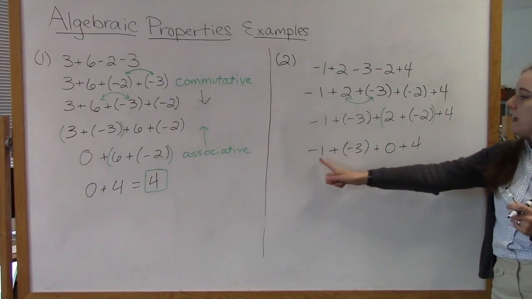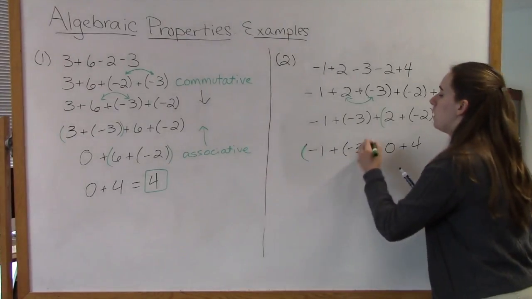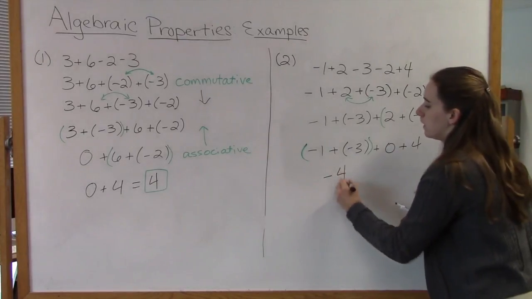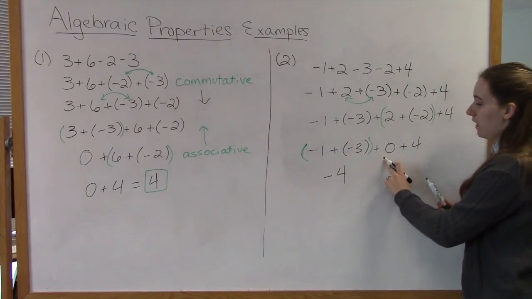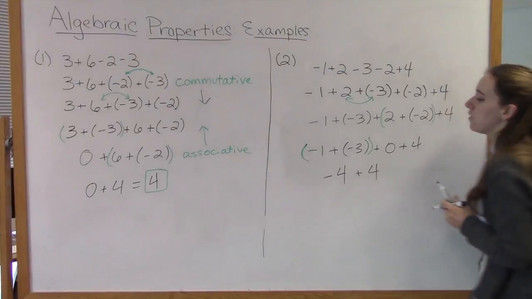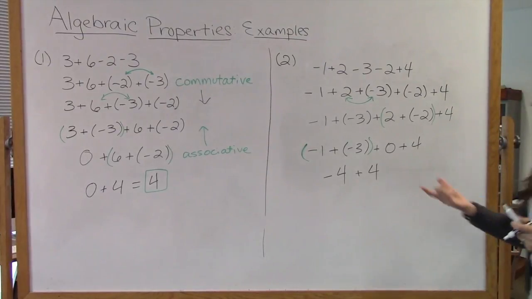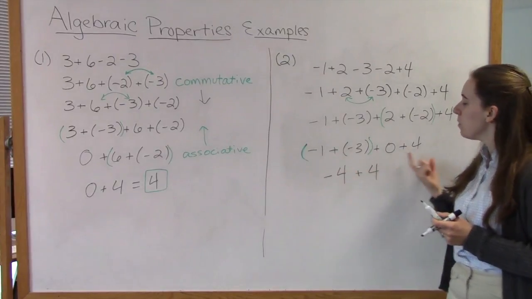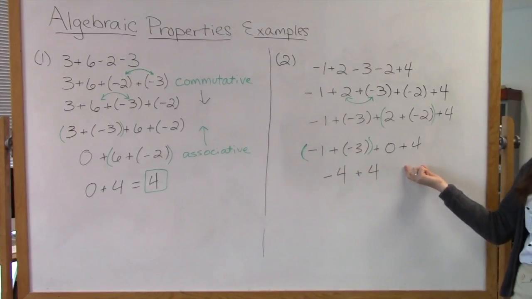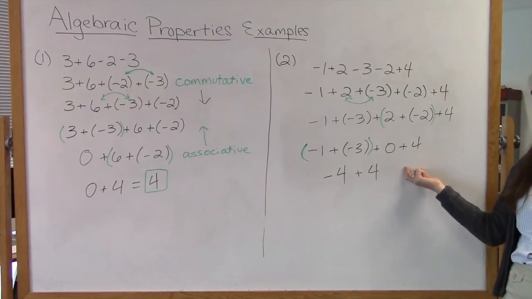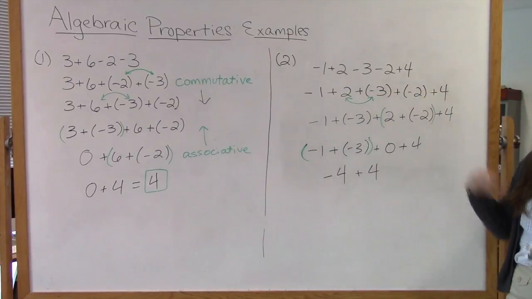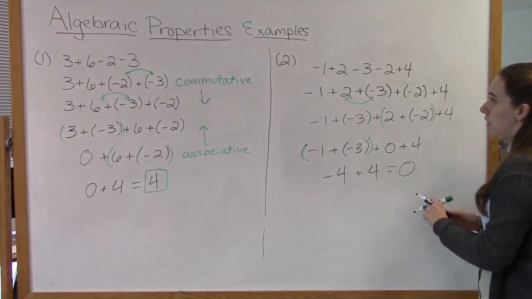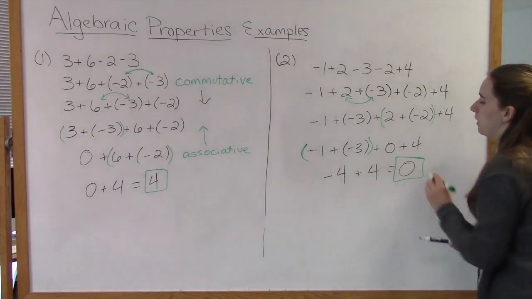Now notice if I take negative 1 plus negative 3, I'm going to get negative 4. The 0 isn't actually going to change anything, so I can drop that. So I end up with negative 4 plus 4. So by grouping the negative 1 and the negative 3 together and adding them, I was able to get an additive inverse for the 4, even though it wasn't immediately obvious to me in the beginning that I had that. So now I can add these, I'm going to get 0. So this whole equation would come out to 0.